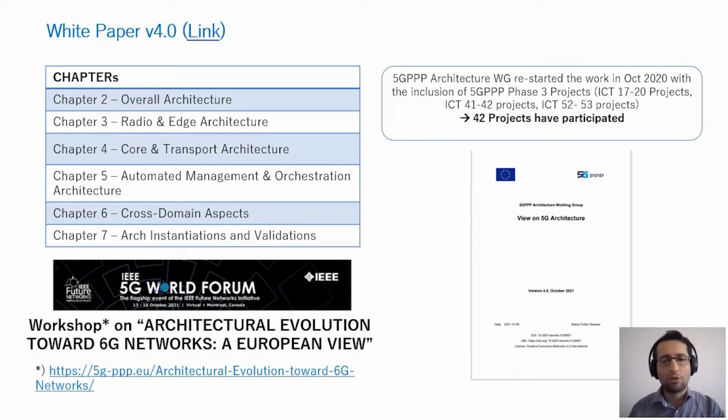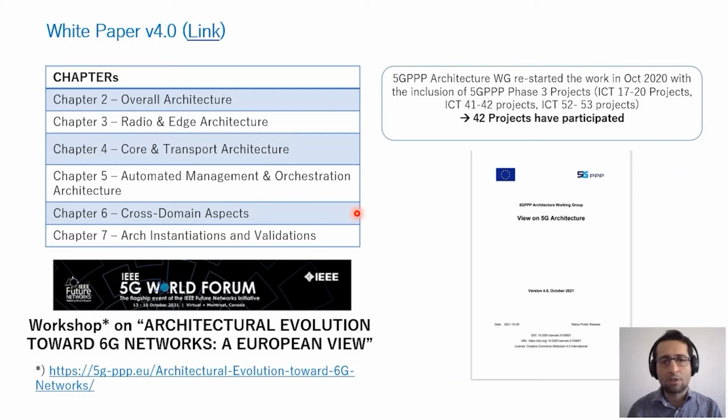For the white paper 4.0, as mentioned, we are consolidating the output of different European projects. And in the preparation of the white paper, 42 projects have participated. We have looked into the different network domains like radio, edge, core, transport. We have a dedicated chapter on automated management and orchestration, and we also had a dedicated chapter on the cross-domain aspects, which received particular emphasis.